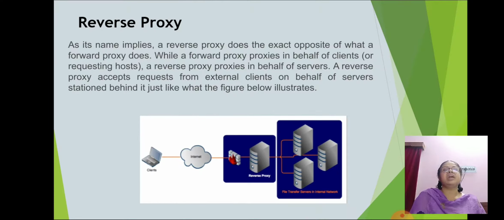The external client cannot see the IP address of the internal server. It would view the connection as coming from the reverse proxy server. So while a forward proxy server hides the IP address of internal clients requesting services, a reverse proxy server helps in hiding the IP address of the internal servers providing services.